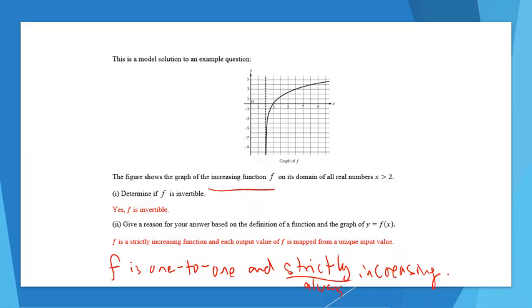And that should be enough to get you credit. Here I said f is strictly increasing, and each output is mapped from a unique input value. That's the other definition for an invertible function. So both of those answers would be full credit on an exam.